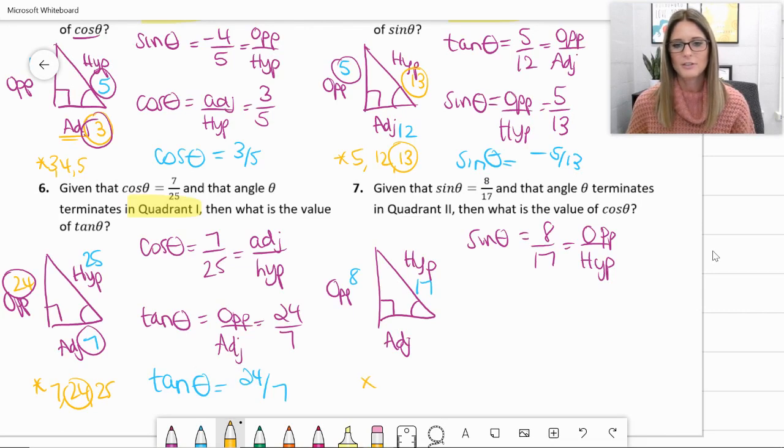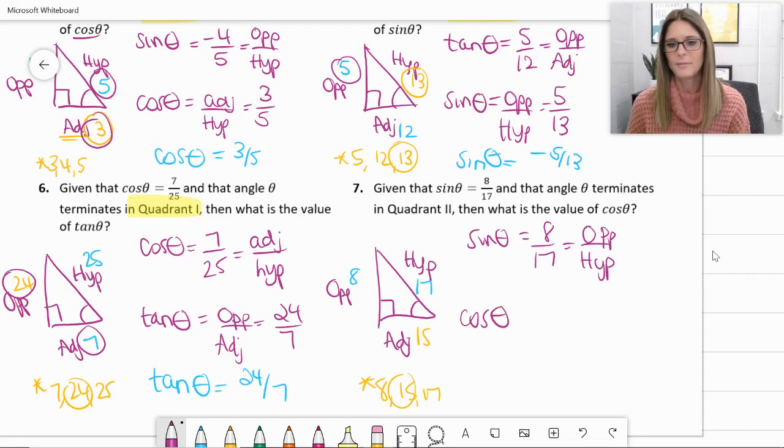Thinking about my Pythagorean triples, we've got a Pythagorean triple that is 8, 15, 17, missing that 15 for our adjacent side. Back in our problem, we were looking for cosine theta. Cosine is adjacent over hypotenuse. Our adjacent 15 that we just found over hypotenuse 17.